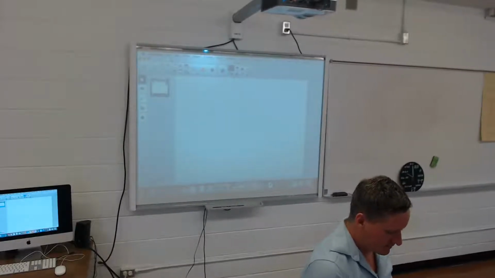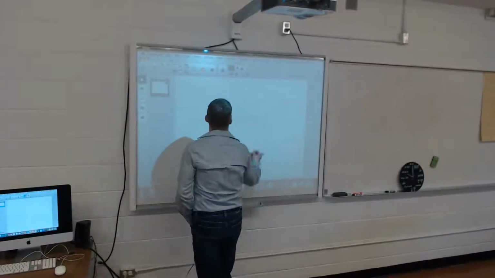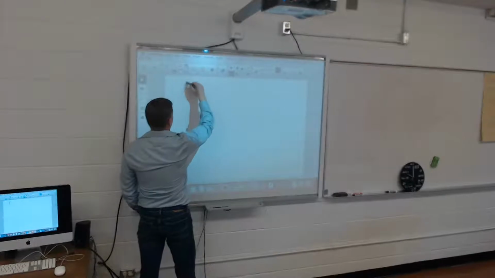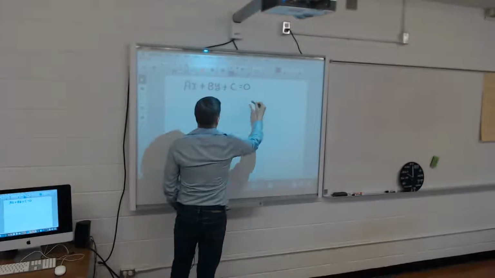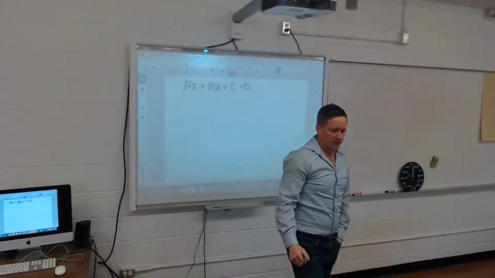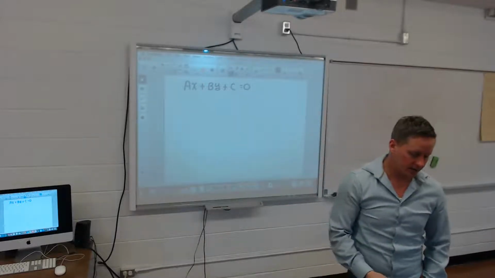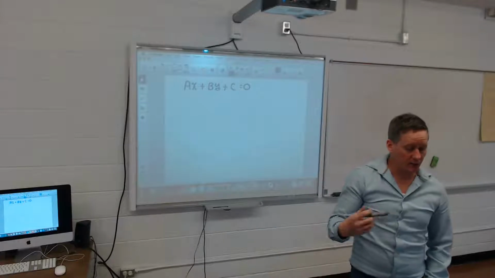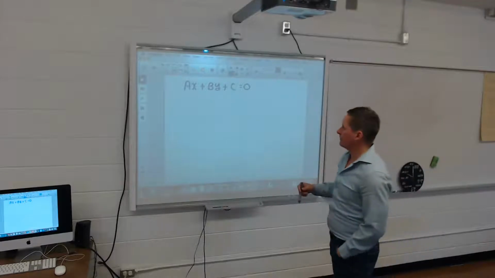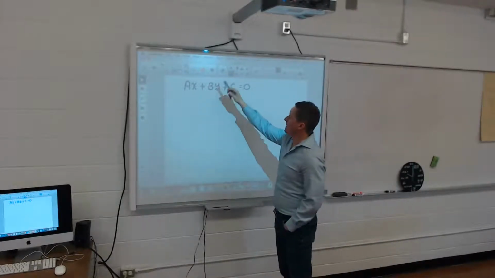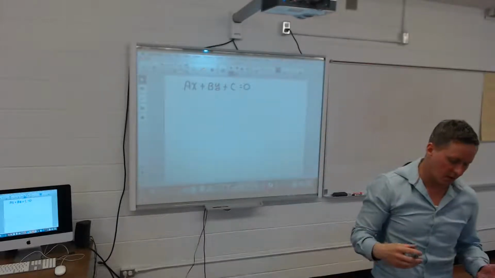So let's go back to 7.2. Okay, so the general form of a linear equation, I mentioned this yesterday, is ax plus by plus c equals 0. Within this equation, a, b, and c are just numerical values. X and y represent all of the coordinates on the graph. The a, b, and c values are just numbers, whole numbers or fractions or whatever.